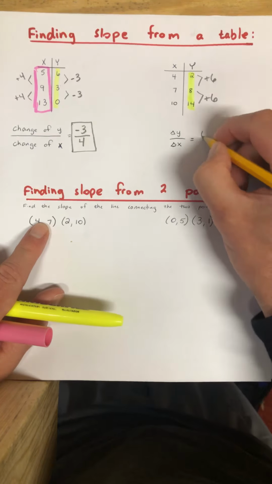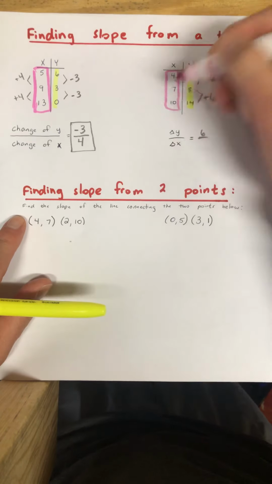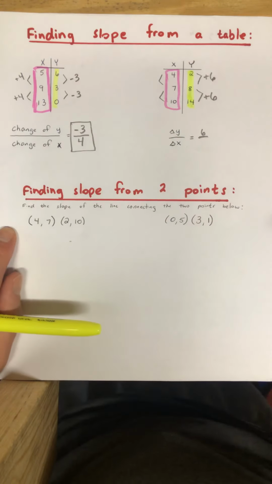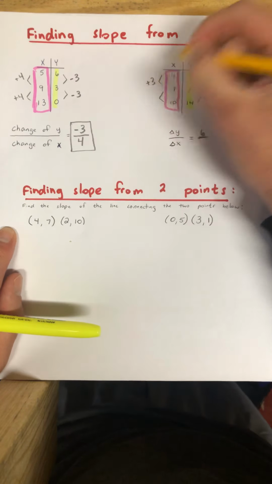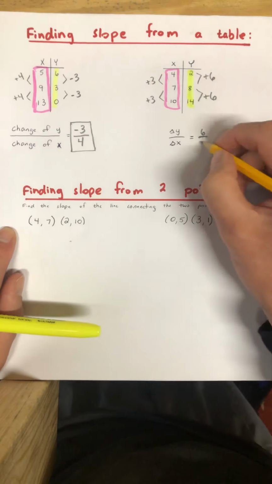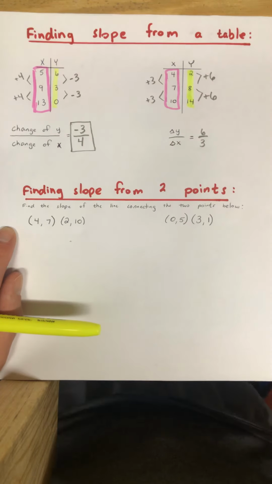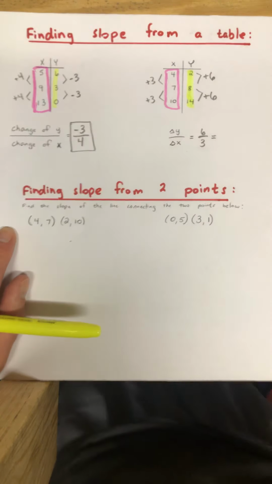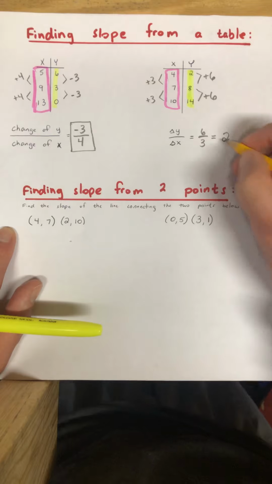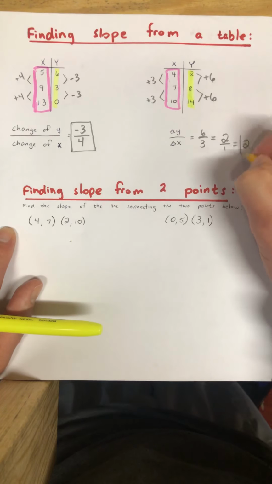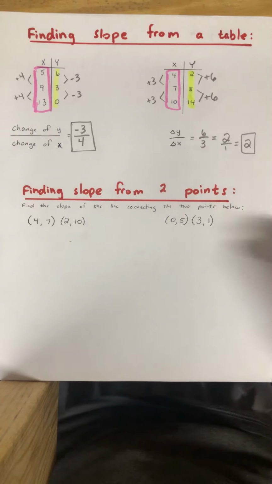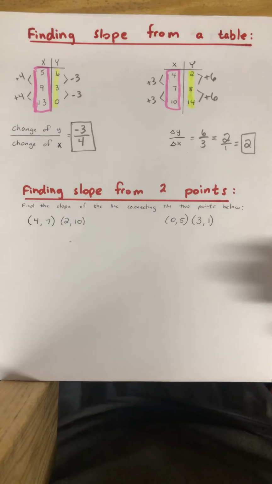Look at our x side, 4, 7, and 10. How are these values changing? From 4 to 7, you're increasing by 3. From 7 to 10, you're also increasing by 3. So our change of x is positive 3. Now this one can be reduced. 6/3 reduces to 2/1, or just 2. So the slope of this second table is 2. That is finding slope from a table.